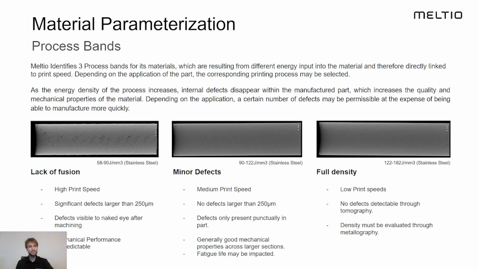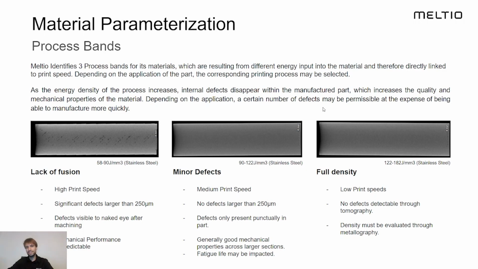The three process bands that we typically separate into are lack of fusion, minor defects, and fully dense parts. You can see here in the middle of the screen a CT image of all of these process conditions. We can see lack of fusion parts, where you have significant voids in a repeatable pattern. You have minor defects, where you see a few spherical defects, no larger than 250 microns. And then we have fully dense parts. We shouldn't expect to see any kind of defects.